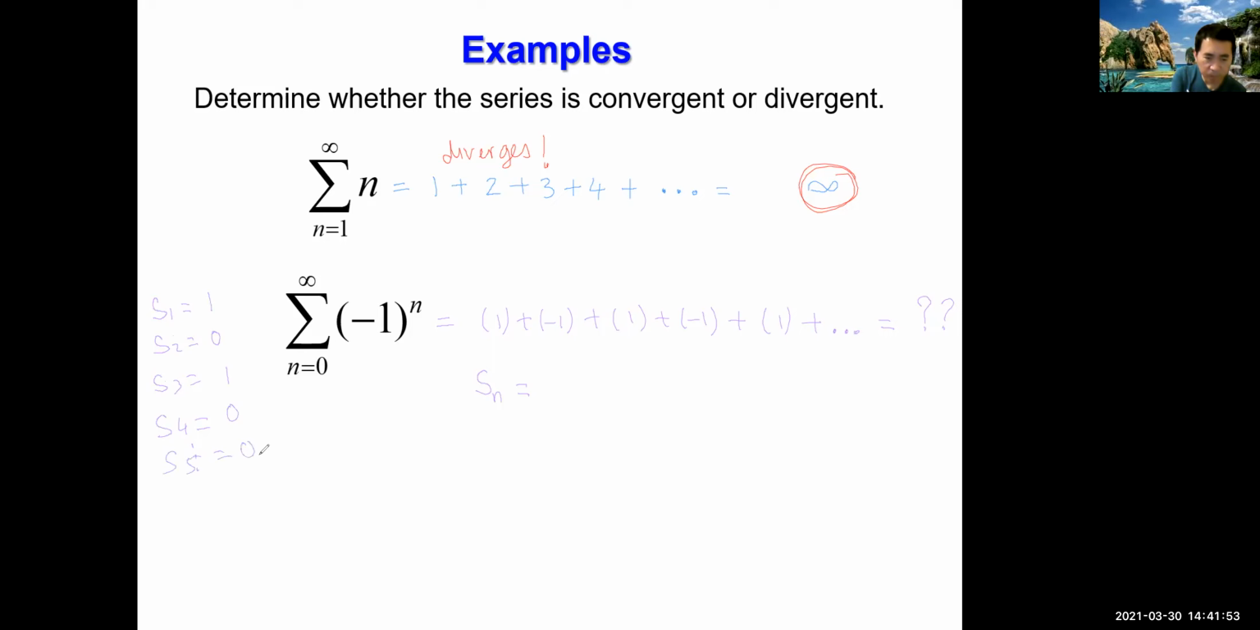So the sum of the first n terms can only be 1 or 0. Right? 1 or 0. And so I can write it in a formula this way. The sum of the first n terms can only be 1 or 0. How do I know it's 1? It's 1 when n is odd.